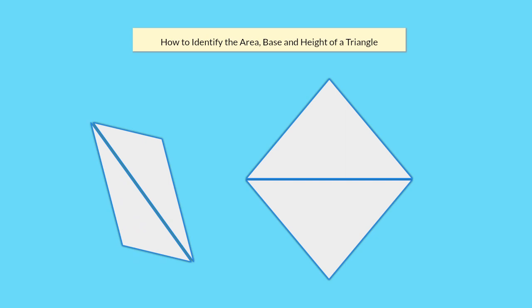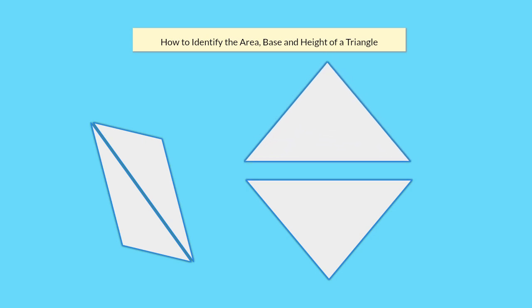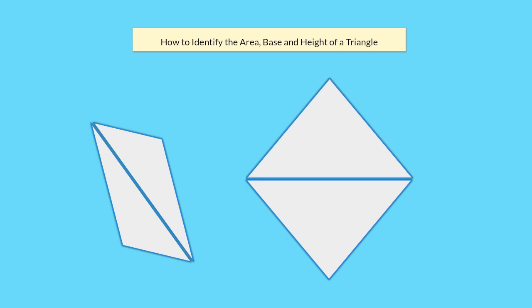Two identical triangles here. And for this one, same idea. If we split these triangles in half, we'll see that we have two identical triangles. Okay? And so again, a triangle is half of a parallelogram.